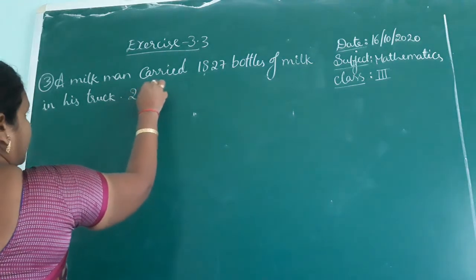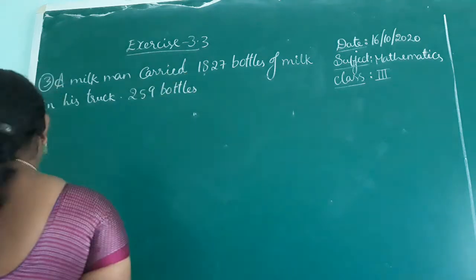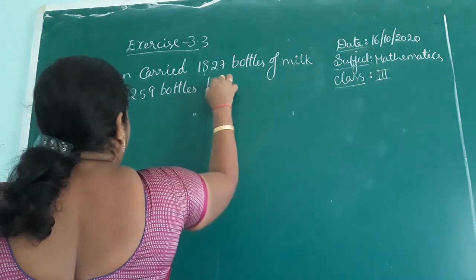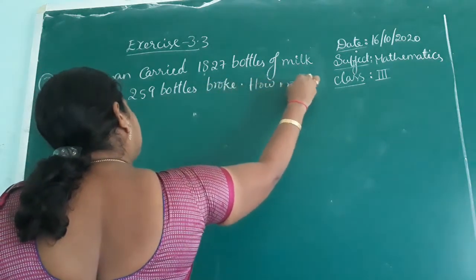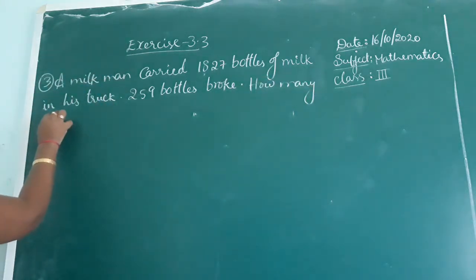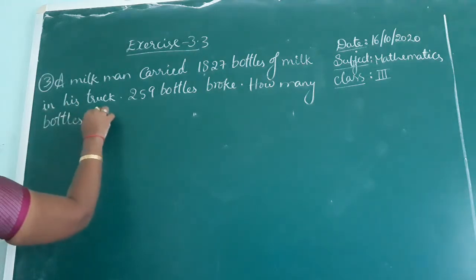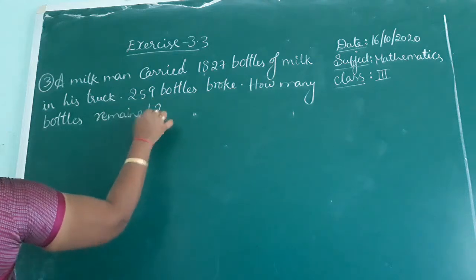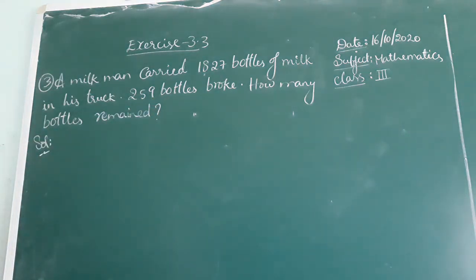In that, 259 bottles broke, that means they spoiled. How many bottles remained? Children, see the question, children. A milkman carried, that means a milkman.